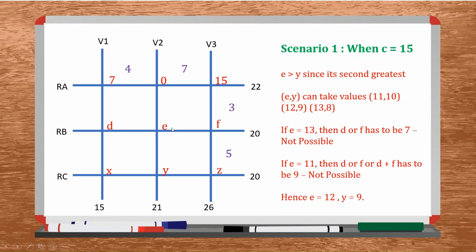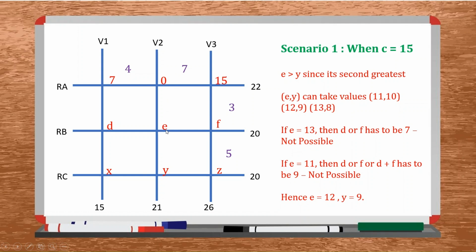If we make E 11, then D plus F has to be 9, which again is not possible because if D equals 9, then the sum of V1 would exceed 15. And if F equals 9, the sum of C plus F here would become 15 and 9, 24. So 2 would be left out for V3. So Z cannot be 2, again breaking the minimum 7 rule. So E cannot be 11 as well. So the only possible value for E is 12.